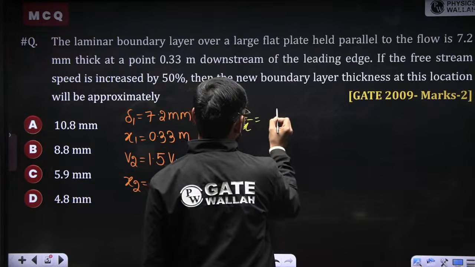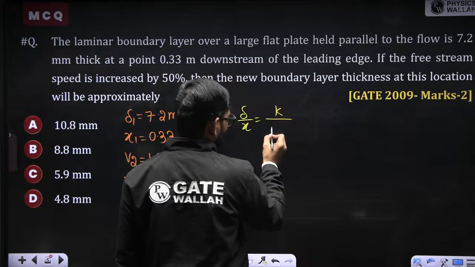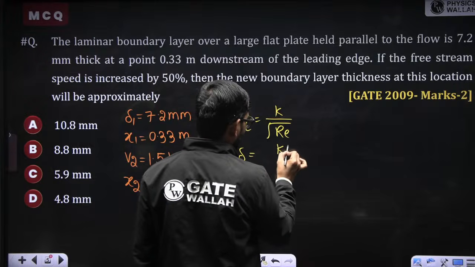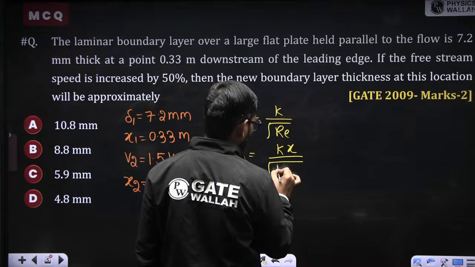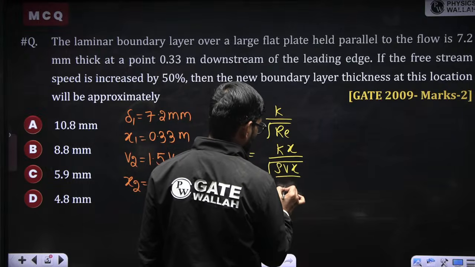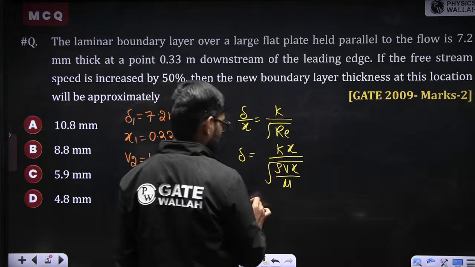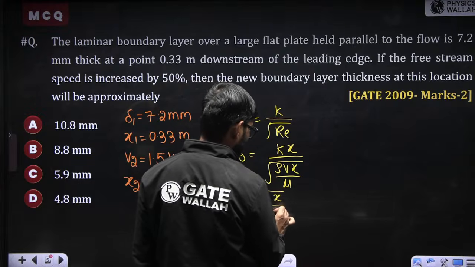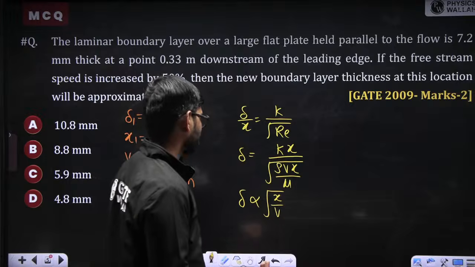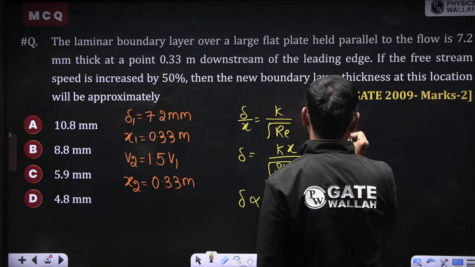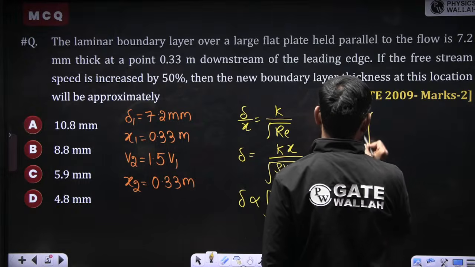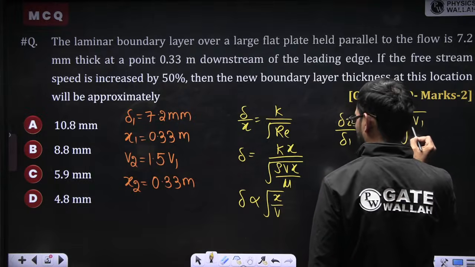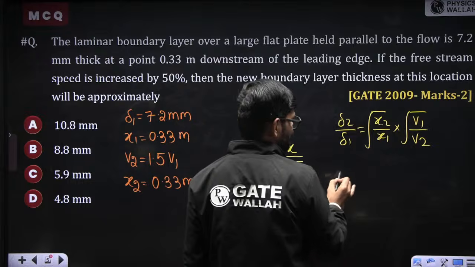Delta by x is equal to k by under root Re, right? So delta value will come kx by under root rho vx by mu, right? So here it will be x. So basically delta is going to be proportional to under root x by v, right? Because x value is same only. So delta 2 by delta 1 will come under root x2 by x1 into under root v1 by v2. So this x1 x2 is same only.